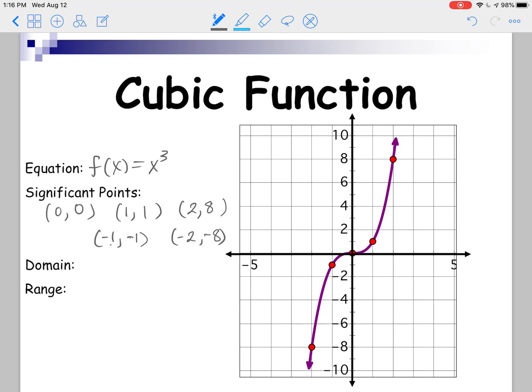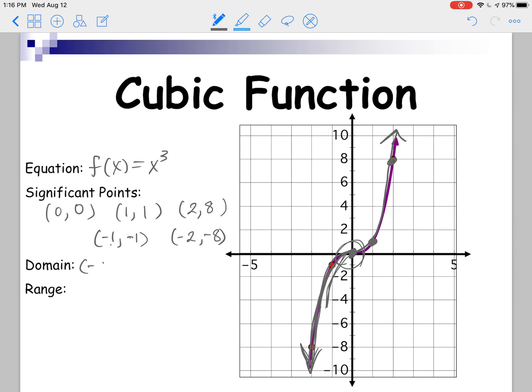And so looking at our graph, if we have the point 0, 0, 1, 1, and then 2, 8, it looks similar to quadratic, that U shape to the right, only now we can get the negative outputs again for the left side. And so that's why we have this change in concavity. It was concave up, and now it's concave down to the left. That's called a change in concavity or inflection point. It makes this S shape.